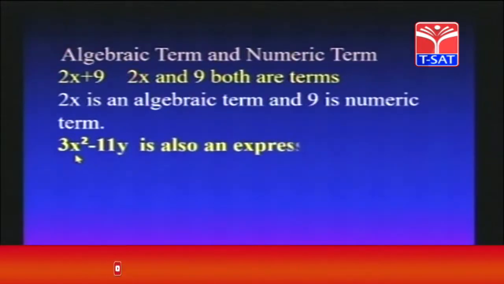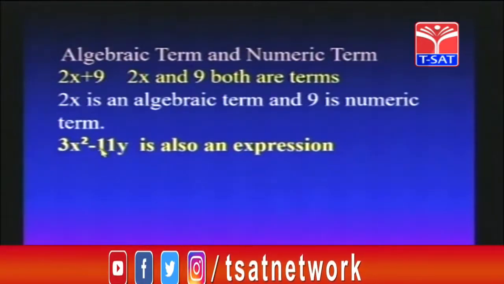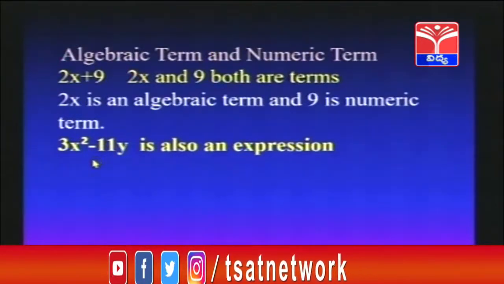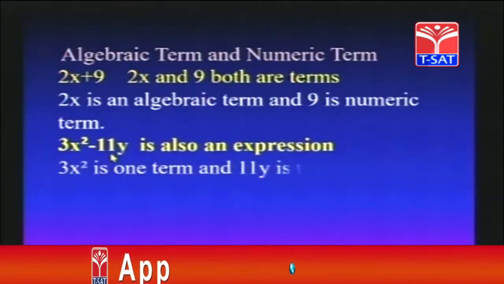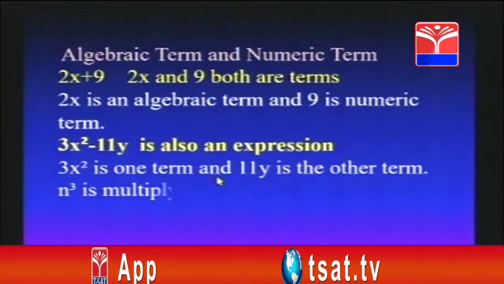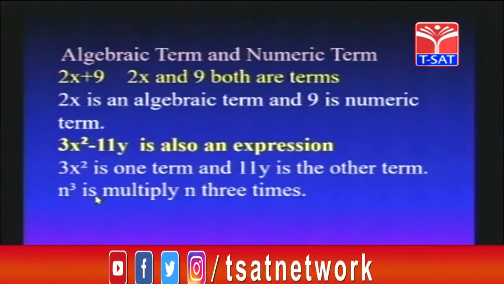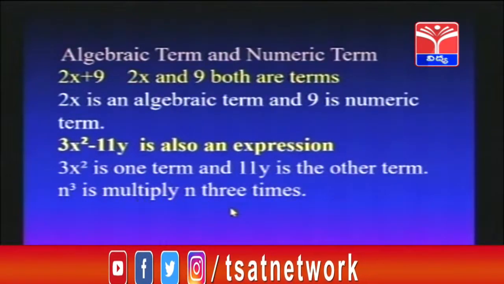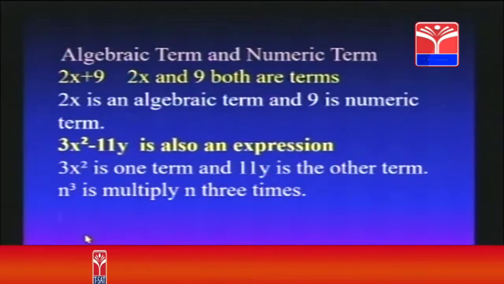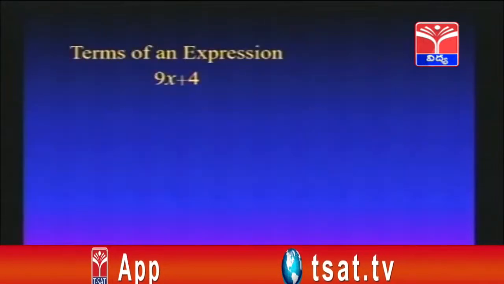Now next, one more expression, 3x square minus 11y. Children, can you say how many terms are there in this expression? Yes, we have two terms in this expression. Now 3x square is one term and 11y is the other term. Similarly, we can write n cube as multiplying n 3 times, that is, n cube is equal to n into n into n.